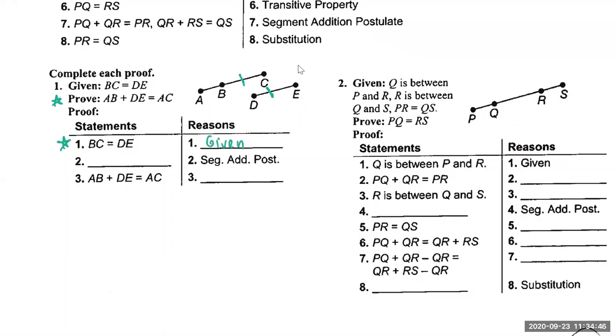And then from there, again, how do I link all of this together? If I know in my proof I have to get to AC, I'm going to write a statement that I know is true. If I know B is between A and C, according to the segment addition postulate, what would you guys know is true about AC if B is between A and C?